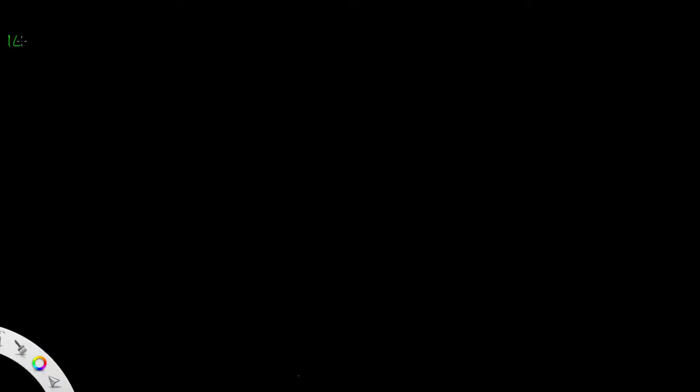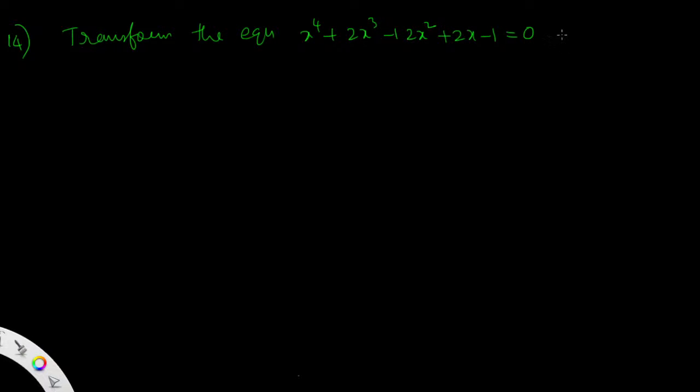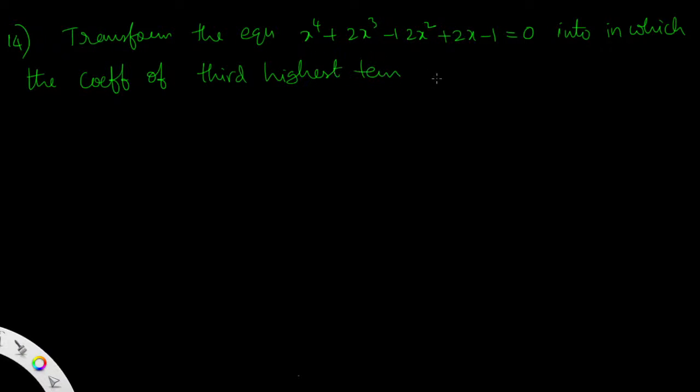Question number 14. Transform the equation x to the power of 4 plus 2x cube minus 12x square plus 2x minus 1 equal to 0, in which the coefficient of the third highest term is 0.